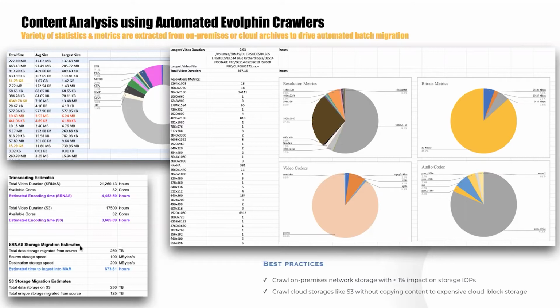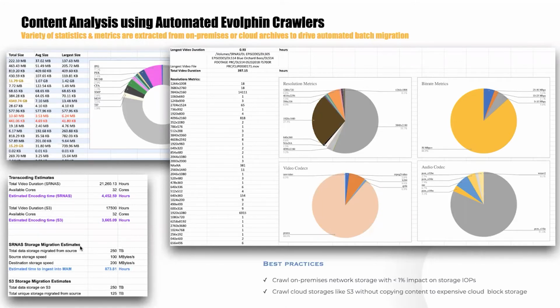So we have calculators that will take all these analytics and stats that are coming out. For instance, this is a customer, a football club in Europe. We found out they had 21,000 hours of footage on their archived NAS. Based on the cores and the processing power, our calculator said it'll take you 4,000 hours to transcode. Similarly on the cloud, we were able to scan the S3 buckets, and this is done without copying any content. This is a very efficient process.